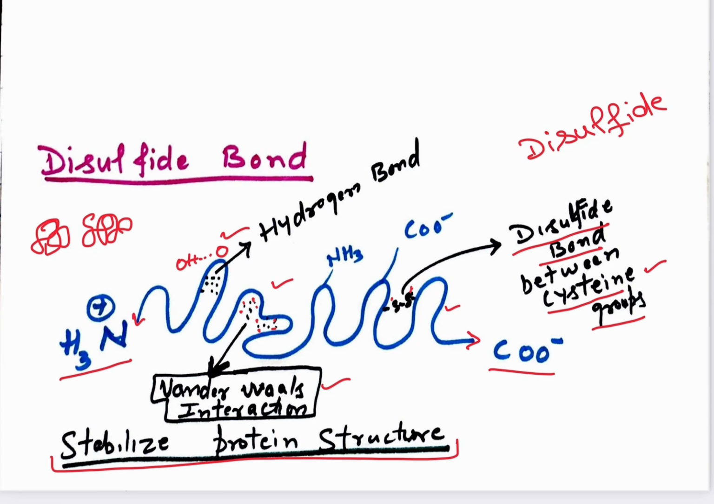So remember that a protein can be in any shape. It has to be folded in some kind of form. I just made this form to make sure that three types of bonds can be explained here.